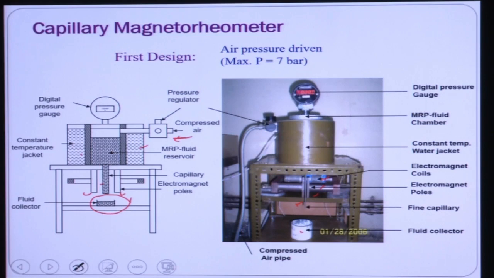So this can sustain up to a pressure of 7 bar, because when we started doing experiments using this rheometer, what we have seen is that because we are using a compressor, it is making a hollow channel inside this MR fluid. So it is very difficult to maintain a uniform pressure just above the MR fluid layer, inside the container. So that's why this design is discarded, and then we have developed one more design.